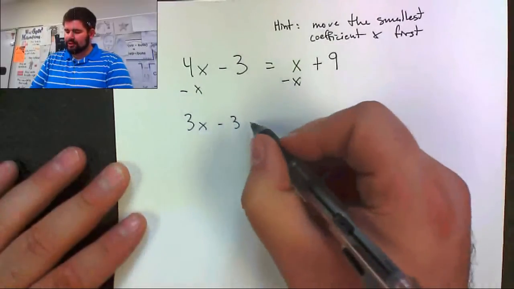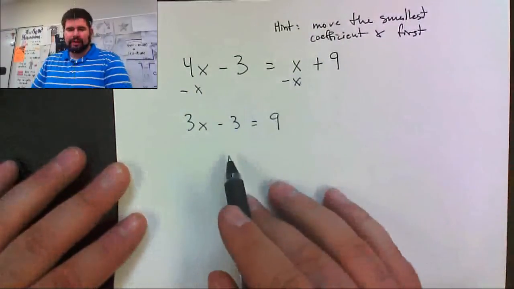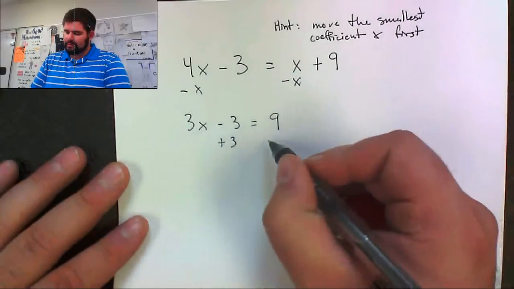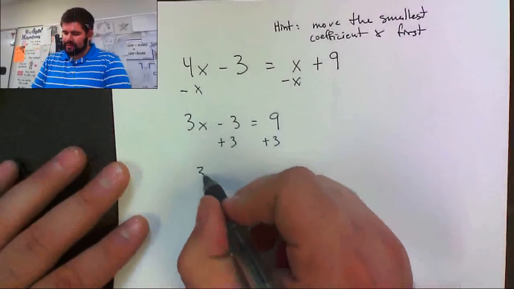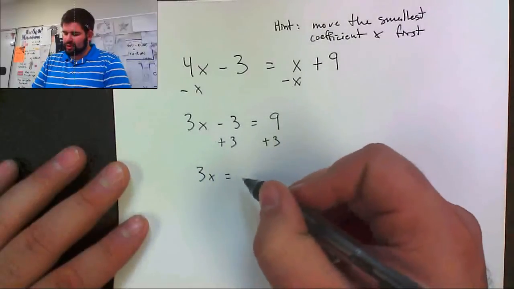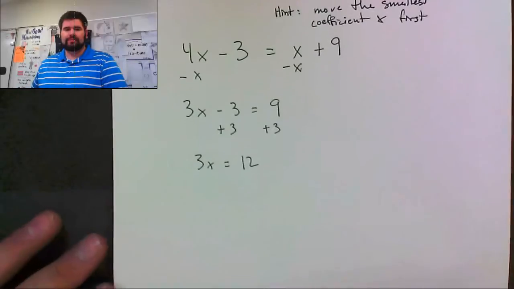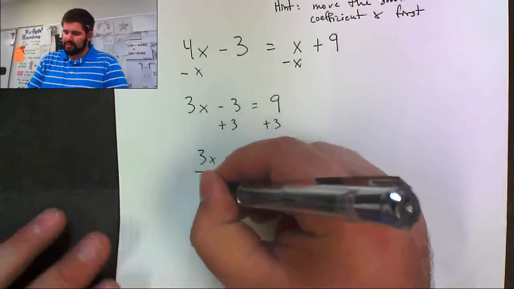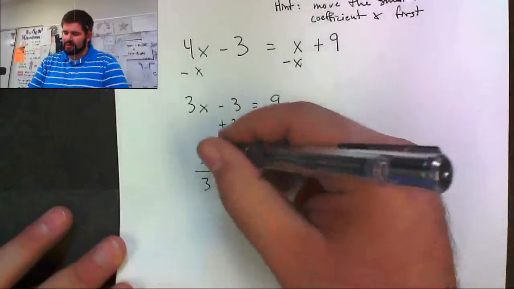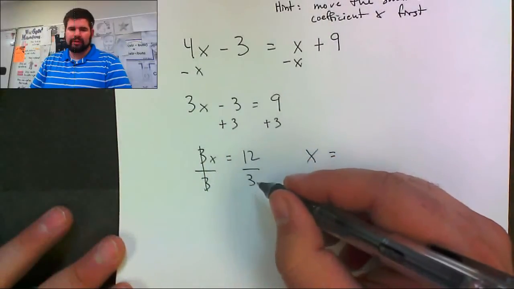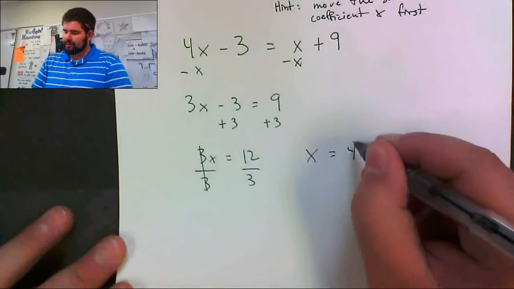So I have 3x minus 3 equals 9. Then I add the 3 to the other side, and I have 3x equals 12, and now I simply solve. Easy peasy, divide by 3 here and divide by 3 there, those cancel, and x is equal to 12 divided by 3, which is 4.